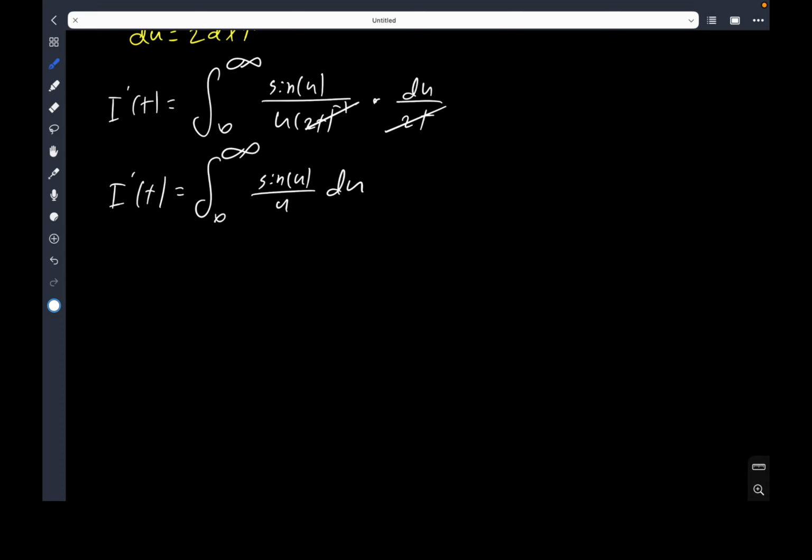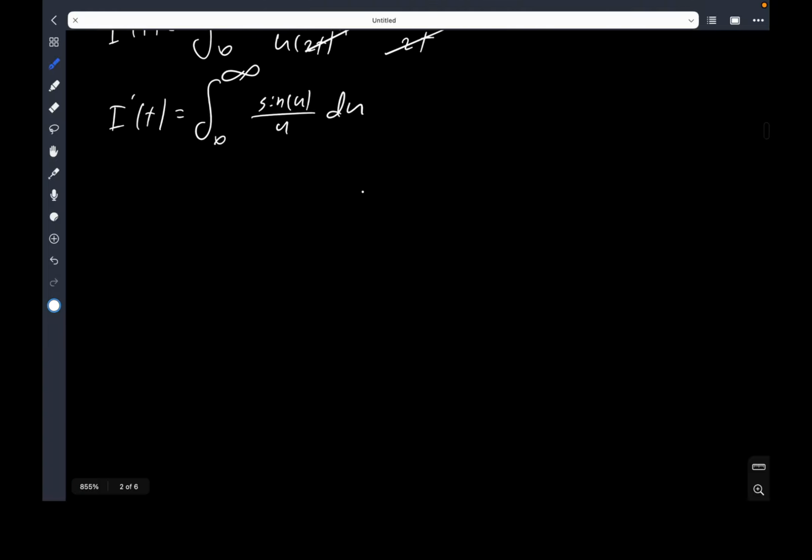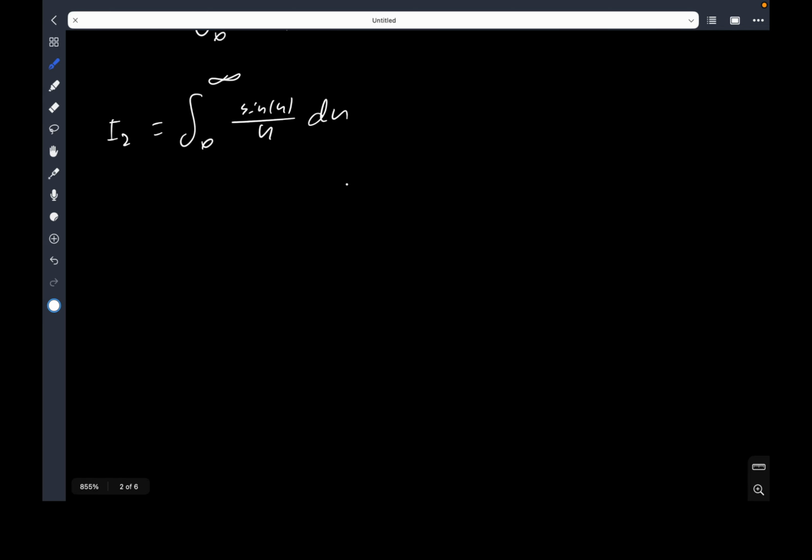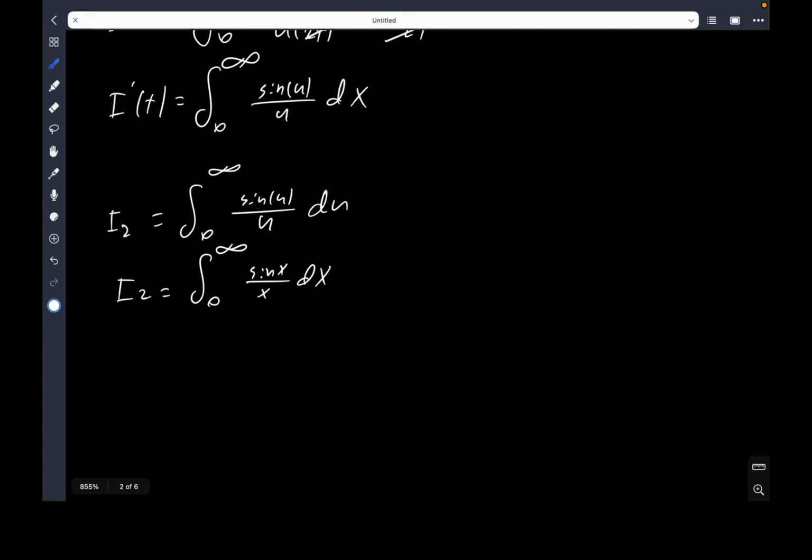Now, this integral is still unsolvable in terms of elementary functions, so we're going to use the Feynman technique again. I'm going to call I2 the integral from 0 to infinity of sine x over x dx. I've got to find the value of this integral so it can be connected to this one.